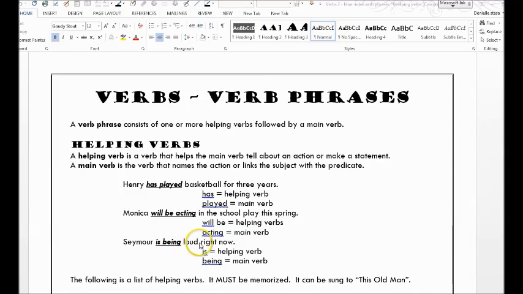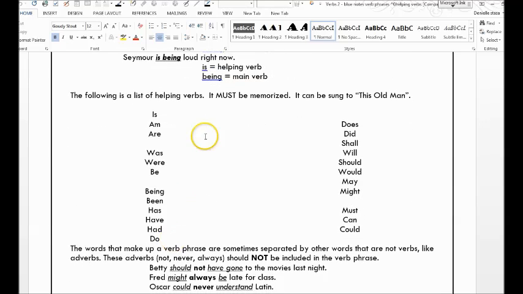Seymour is being loud right now. Is is the helping verb. Being is the main verb. It's linking loud to Seymour. Loud is describing Seymour, so the whole thing is a linking verb phrase. This is your helping verb song, and I know you all know it, so I'm not going to go through it. I will just remind you that these are helping verbs when they are in a verb phrase. Some of these can be verbs on their own, and that would be different then.